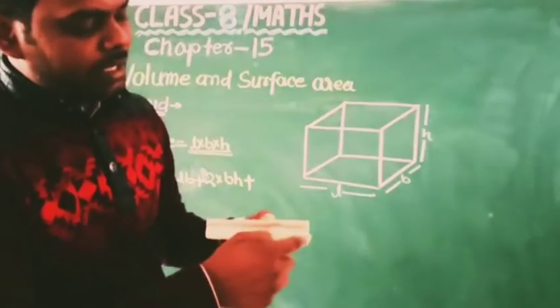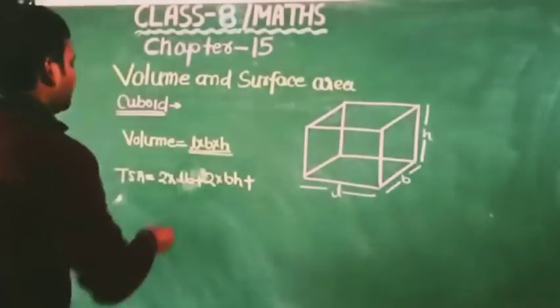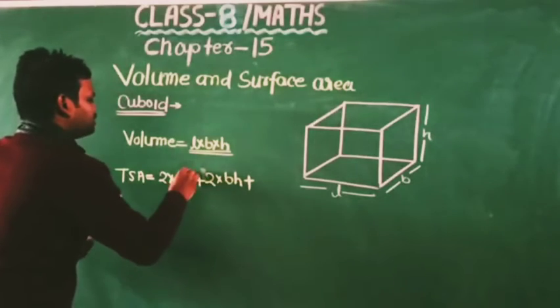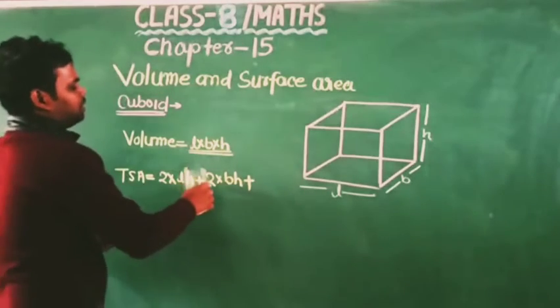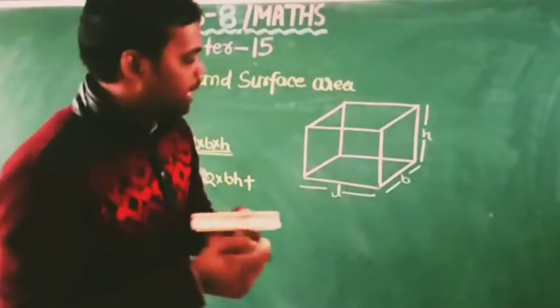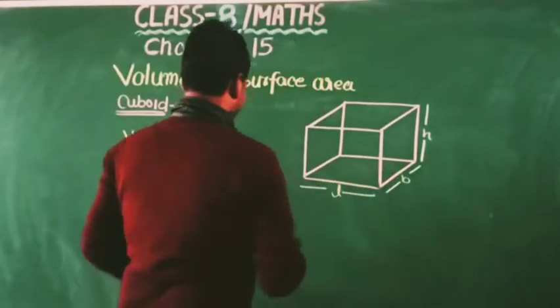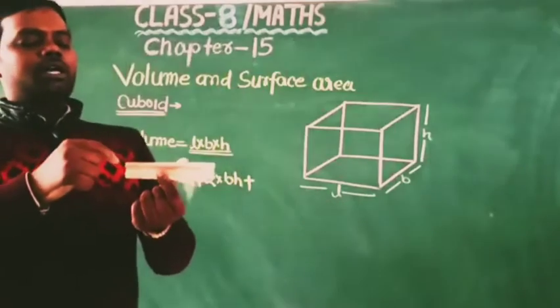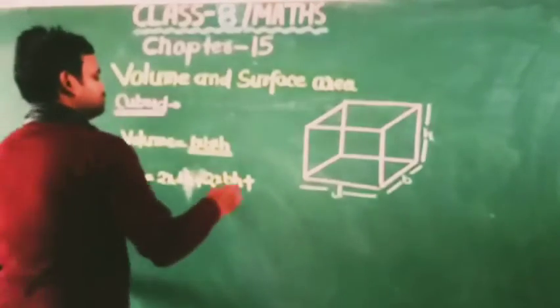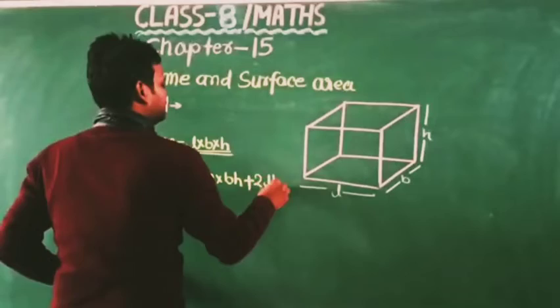And this side is length into height. Okay, this is not B, this is a height. L into H. And this is B into H, and top and bottom is length and breadth. So this is 2 times L into B.